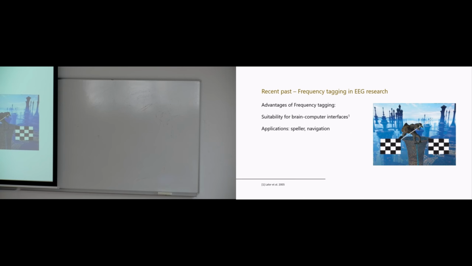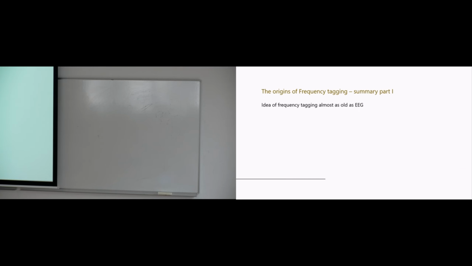This result and other results have led to the use of frequency tagging in some different brain-computer interfaces, for example, speller brain-computer interfaces, where you have a display of letters, tagging frequencies across. I'm not really up to date on how well that works, and navigation is really close to this particular example here, where you can control something that's around yourself through tagging.